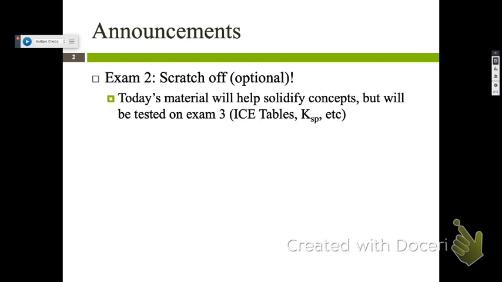We are having a scratch-off component of the exam. What that means is that if you finish at 60 minutes or before, that room will become vacant at 7 p.m. So at 7 p.m., leave all your things here. You're going to turn in your Scantron and your short answer.